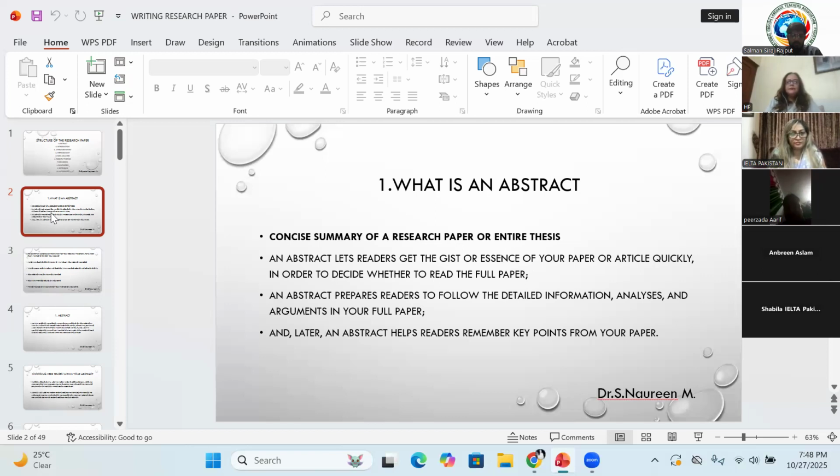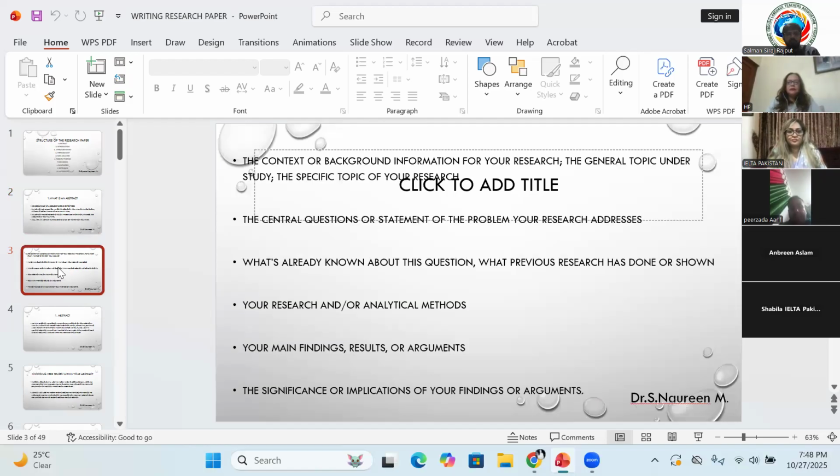Later, an abstract helps readers remember key points from your paper. So, like I said earlier, some of you prefer to write the abstract portion for your paper in the end, including everything in a nutshell. So, from abstract, we move ahead. The context. The abstract is basically the area where you develop the context or the background information for your research, from the general topics of your study to the specific topic of your research. That is the information you are giving to your reader.